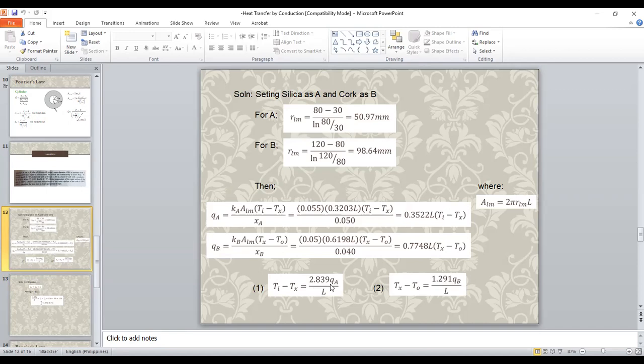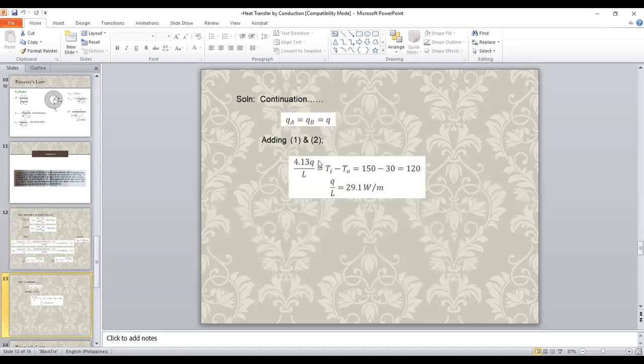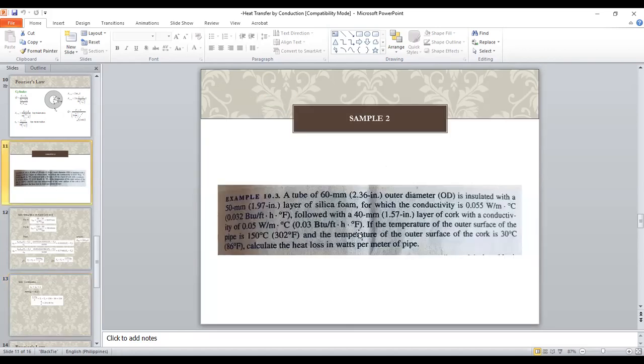So you have 2.839 plus 1.291. That would be the value that you are seeing here, the 4.13 Q over L, because we have represented the QA and the QB as Q. I have a question, is this already given in the problem? I said yes because you are given the inner temperature and the outer temperature of the cork, which is 120. This gives you already the rate of heat transfer per meter length of pipe. So you need not really find the length of the pipe, but you will express your answer per meter length of pipe. So this is already the answer to this particular problem.